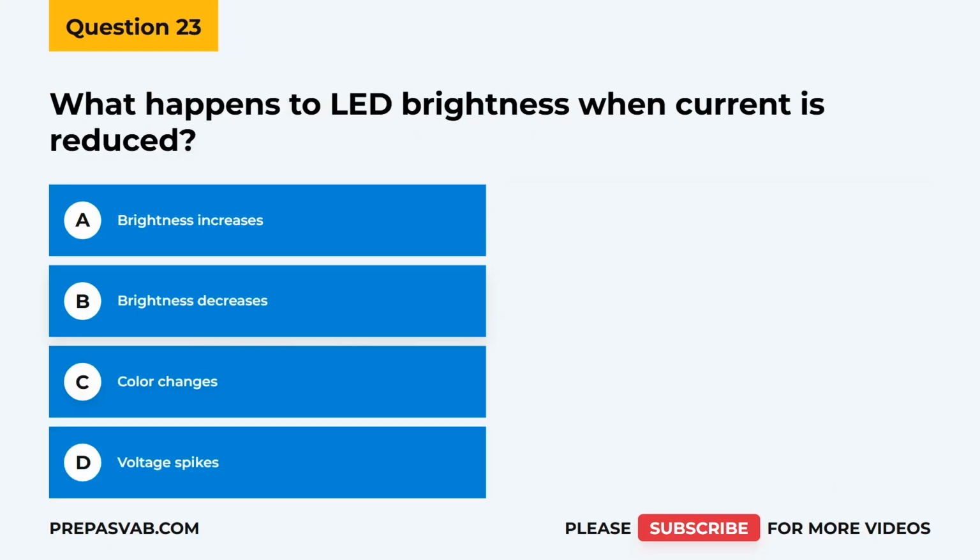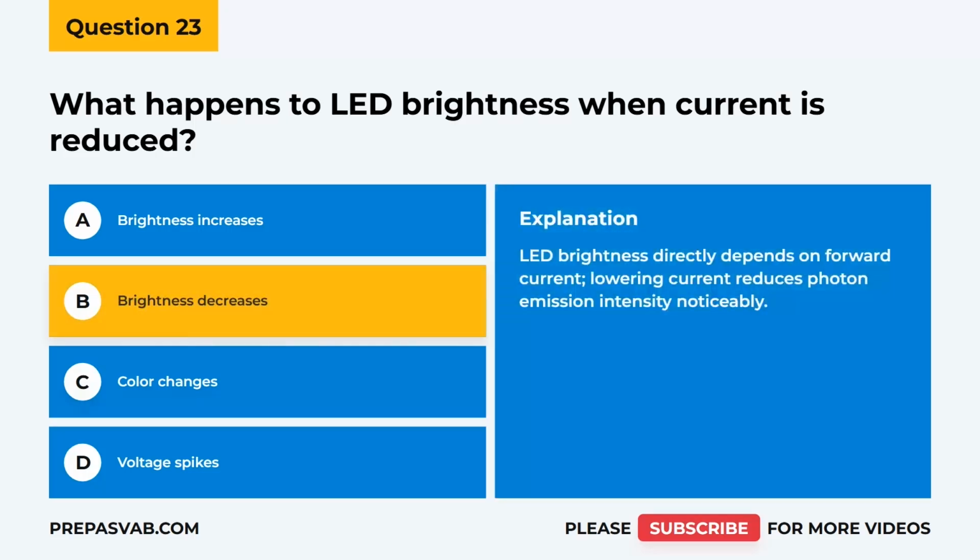Question 23. What happens to LED brightness when current is reduced? A. Brightness increases. B. Brightness decreases. C. Color changes. D. Voltage spikes. The correct answer is B. Brightness decreases. LED brightness directly depends on forward current. Lowering current reduces photon emission intensity noticeably.